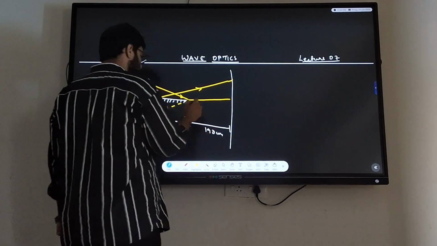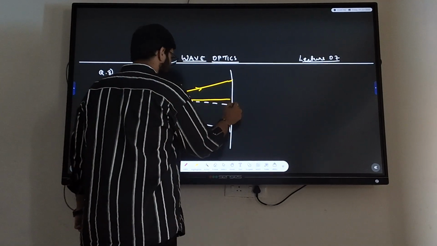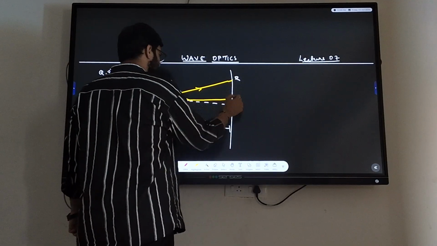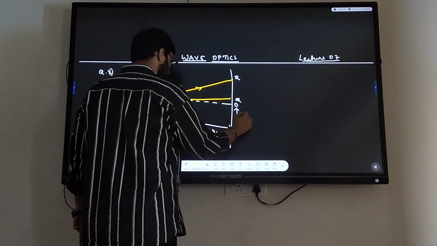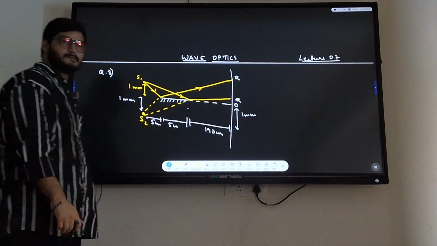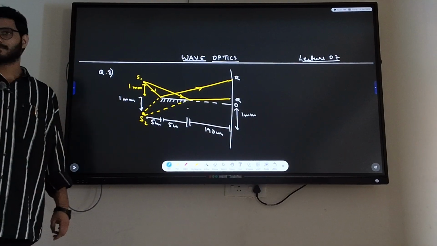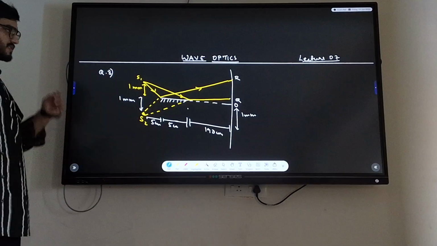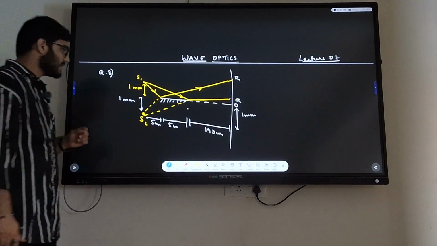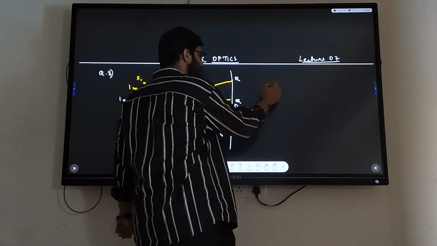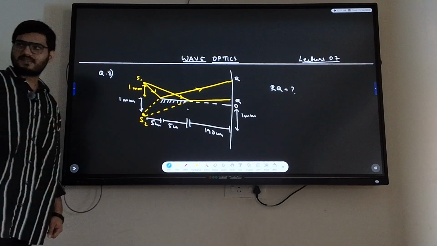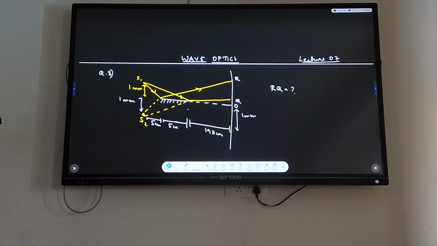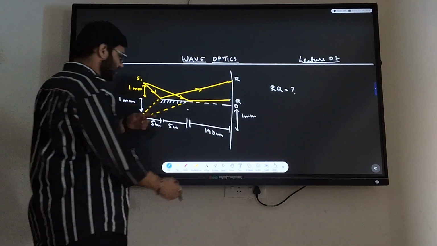Let me give some names. So, this is O, this is R, this is Q, and this is also 1 millimeter, no? Yes or no? This is also 1 millimeter. And now they have asked you to find RQ is equal to what? This is the A part of the question, no? What is RQ?